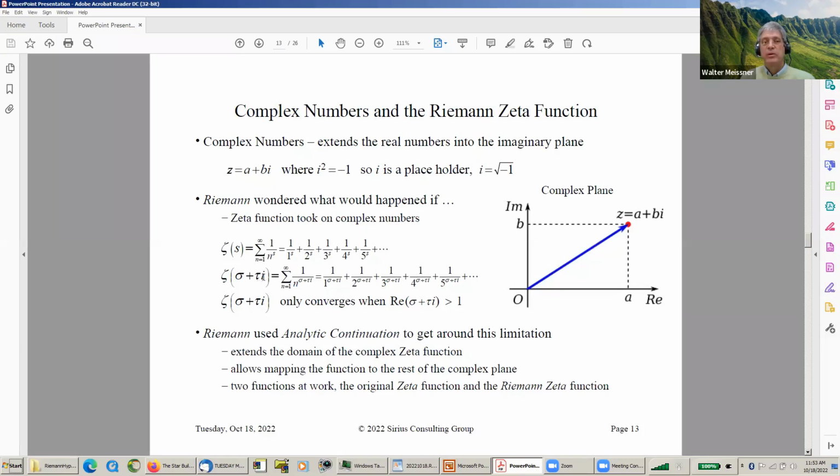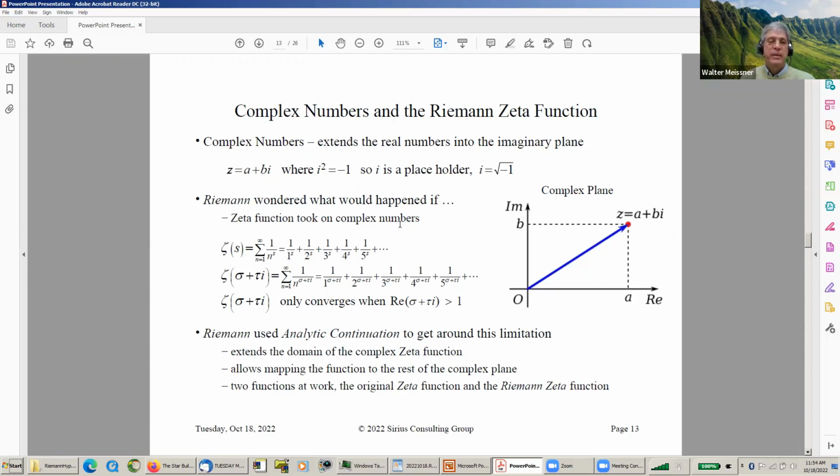And actually, before I go into this, this graph on the right just shows you a line in the complex plane. So the x-axis is the real axis, the horizontal axis, and the y-axis is the imaginary axis. So here you have a line going from 0, 0 to z equals a plus bi. And it falls down to a on the real axis, and it falls over to b on the imaginary axis.